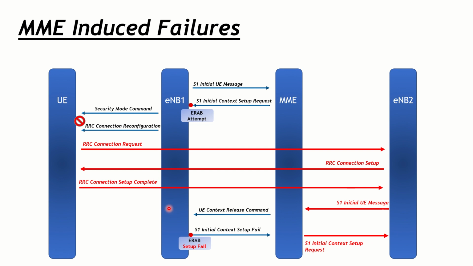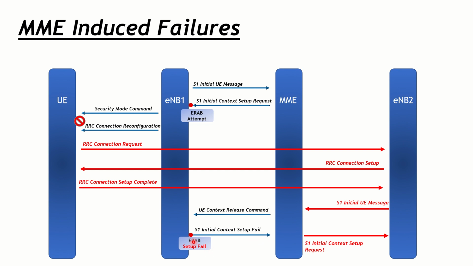Now eNode B1 will think that it is setting up an ERAB for this UE, and because the MME sent me the command of context release for this UE, it is not my issue, it is an MME issue. It will peg an MME induced ERAB setup failure, and then it will respond back saying S1 initial context setup fail because the MME asked me to release the context, and it will peg an ERAB setup failure.